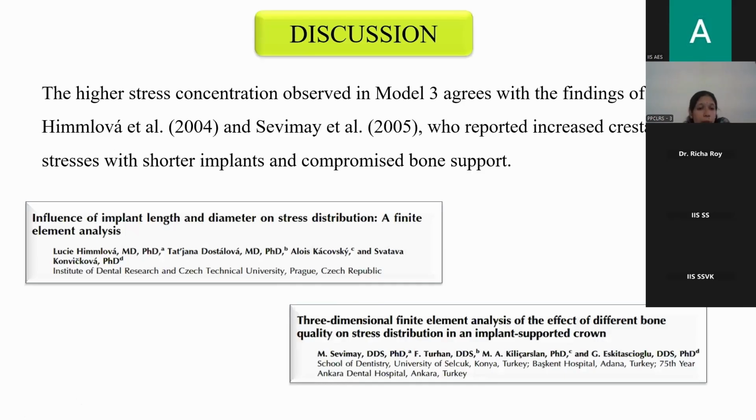In the discussion, I would like to highlight that the higher stress observed in model 3 was in accordance with findings of two other authors who also reported increased crestal bone stress in shorter implants placed in compromised bone.